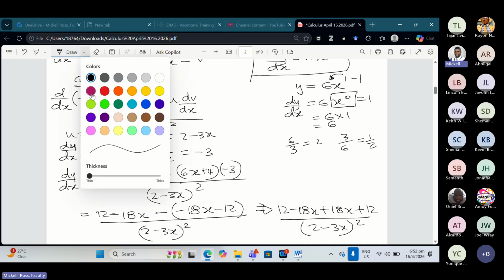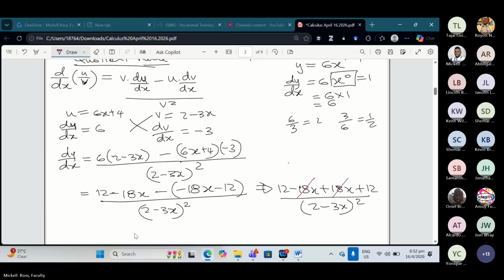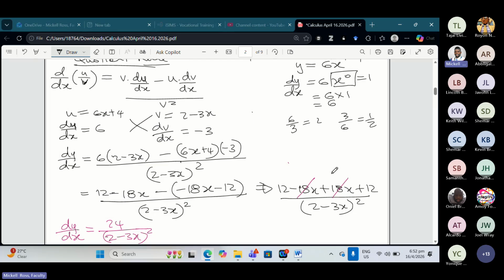So look at what is happening here. This will cancel with this. So we get that dy/dx is going to be equal to, the numerator is going to be 24, and the denominator is going to be 2 minus 3x all squared. Now look at it, and if there is any part of it you're not sure about, you need to let me know.